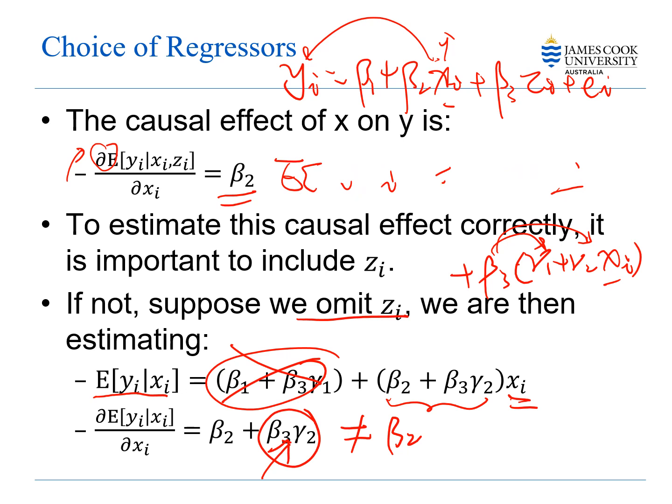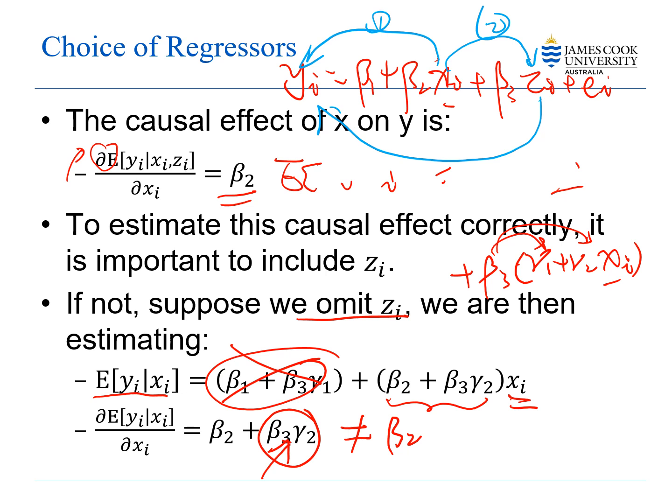We use a different color. When x increases, it affects y directly. It also affects z through its correlation with z. Then z affects y. So if we omit zi and regress y on x, we pick up two effects. One is the causal effect of x on y. The other is a kind of intermediate secondary effect that operates through x's correlation with z.